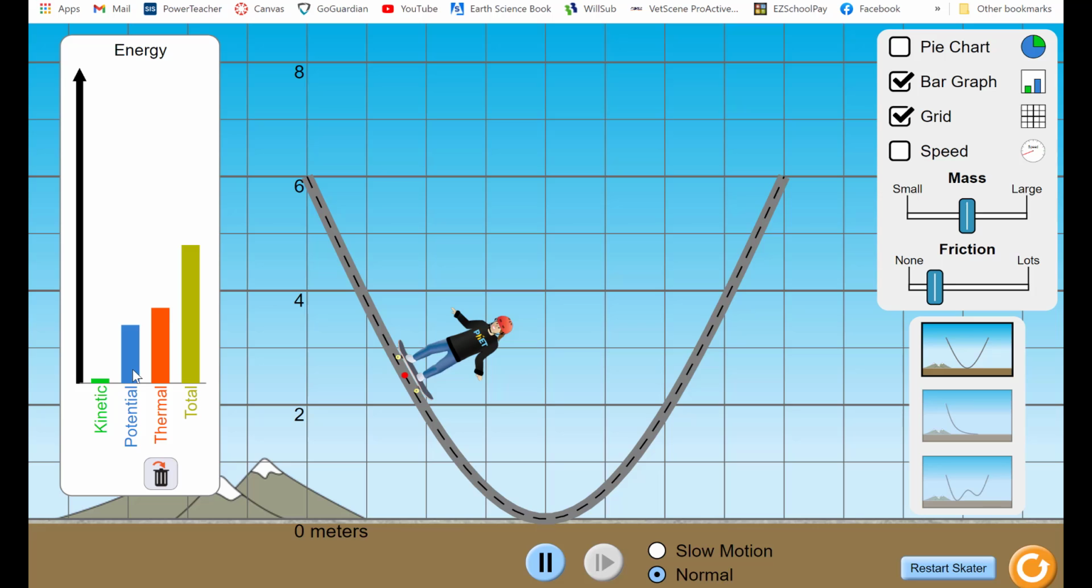And if you ever ride a real roller coaster, you know that the second hill is never as big as the first hill. And the reason is that some of that energy is not kept in the kinetic and potential energy. Some of it is transferred to other forms of energy. In this case, we're using thermal energy as that third.